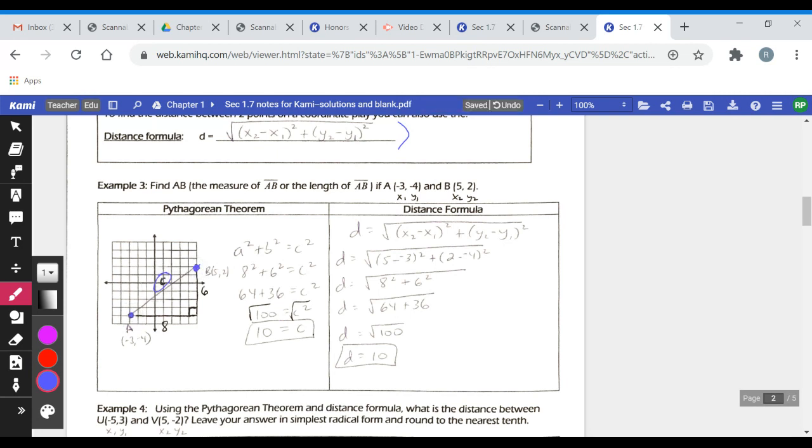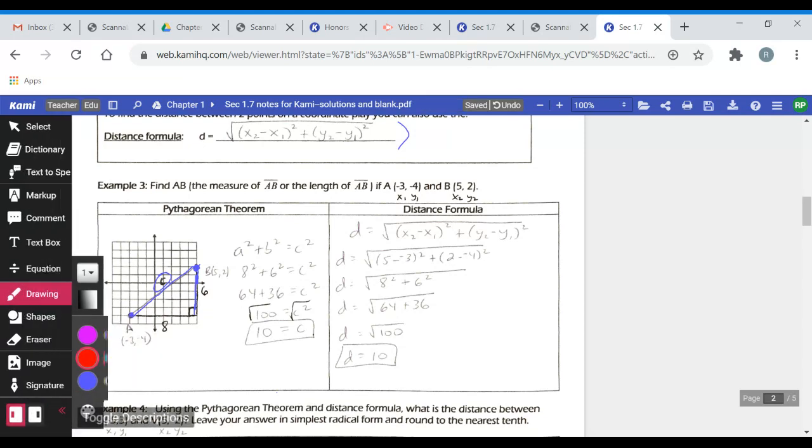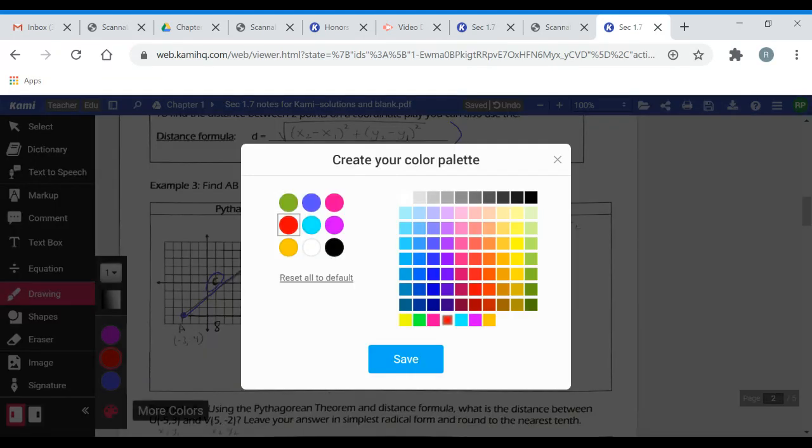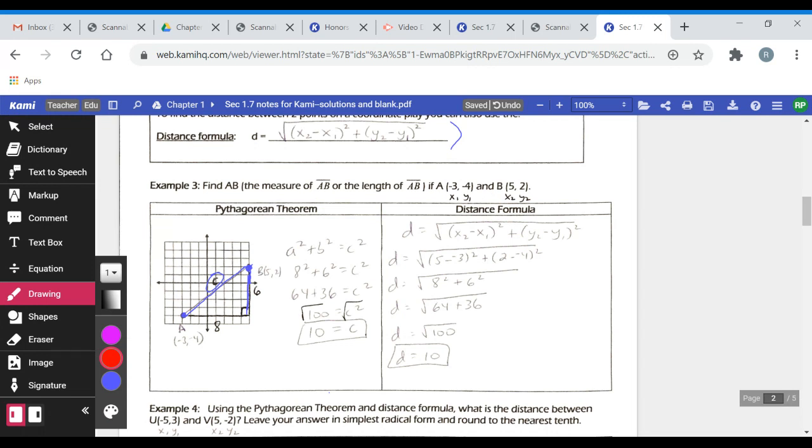And you can see I'm looking for C. I'm trying to find out how long this is, but you can see that I made a right triangle out of that diagonal. I'll use a different color. Okay, here's the right triangle that I'm dealing with.